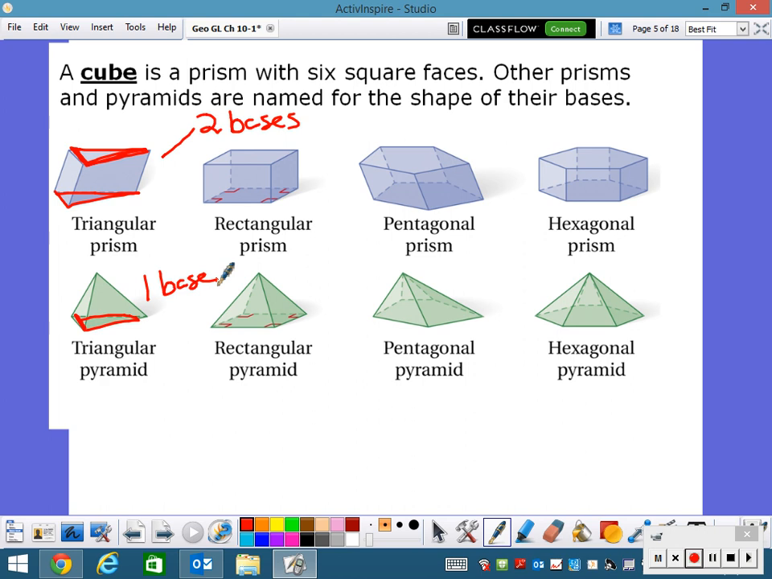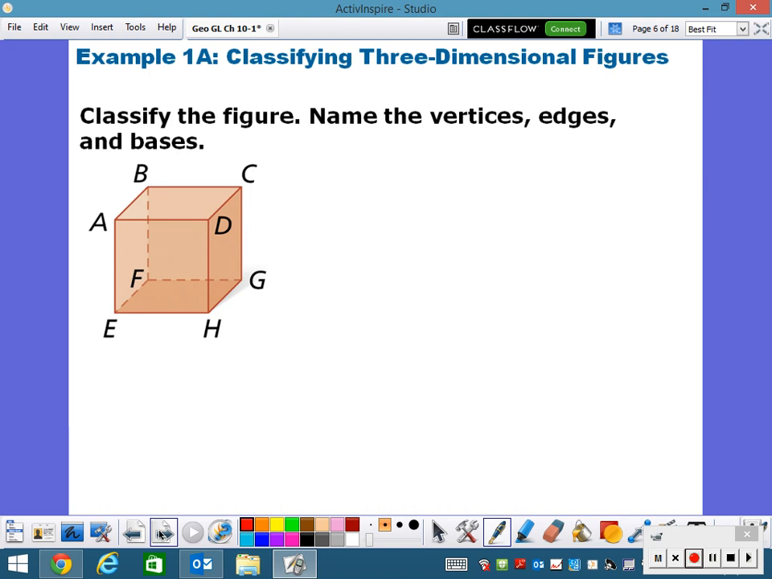Okay, if you're not done filling in, you'll be able to guess yourself what the rest of these words are. Okay, so on this one, we're going to do two things. We're going to classify the figure. So classify means from those things that you just filled in on the last slide. Zach, which one of these would you say that looks like? It is a prism. Which kind of prism? Triangular, rectangular? It is. So classifying would be saying that this is a rectangular prism.